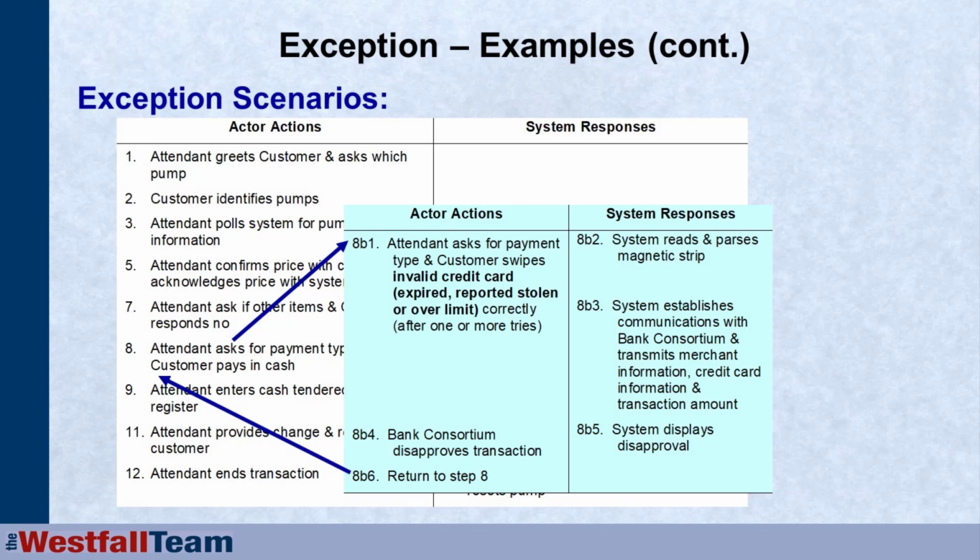Another exception might be that I did not have an alternative way of paying, and there's got to be some kind of process for suspending the transaction, because you don't want to hang the gas pump up for some period of time, and then being able to come back and recall that transaction. So some of these, in exploring through use cases, might lead you to the need to identify a whole new use case, which is come back later and pay when you do have cash.